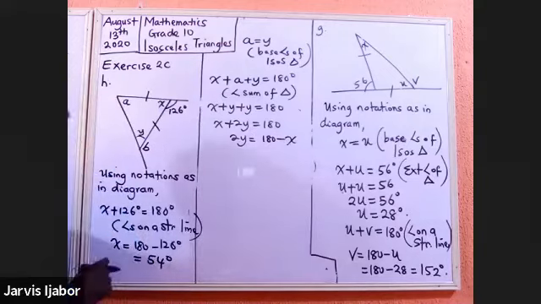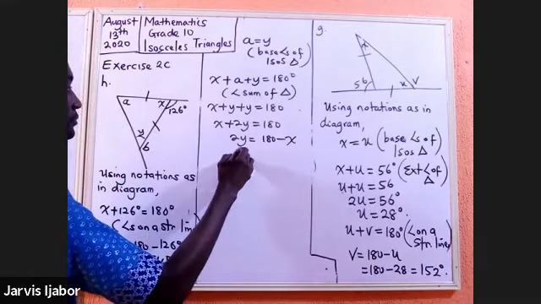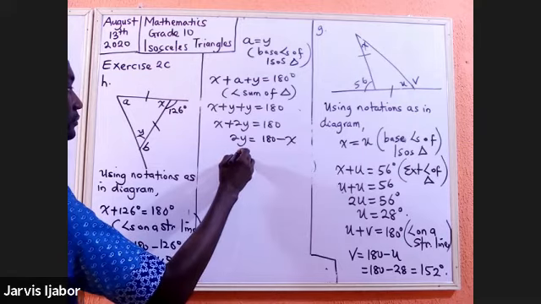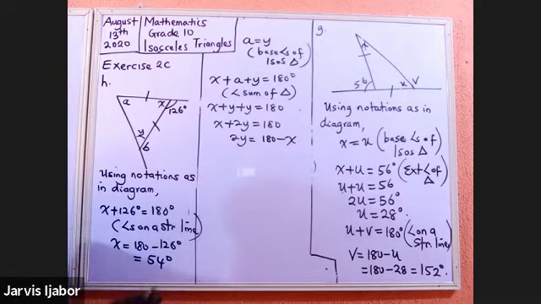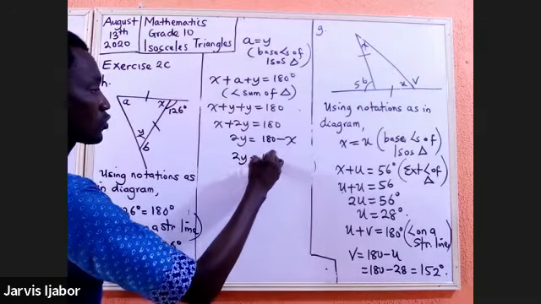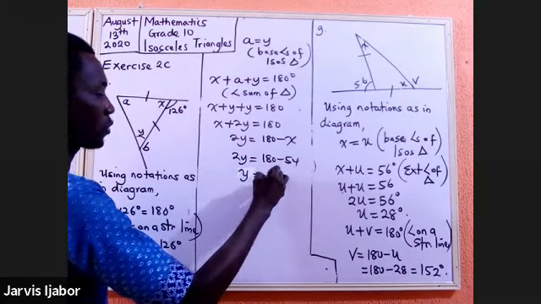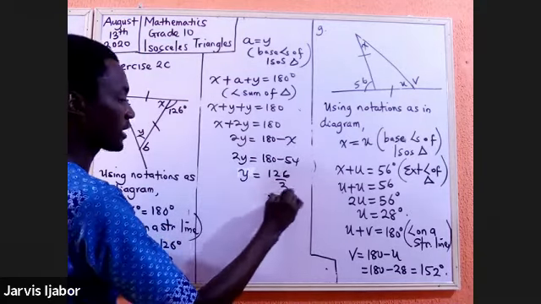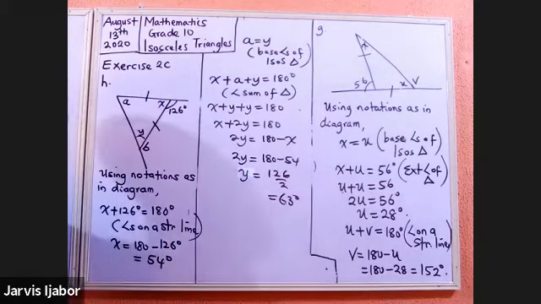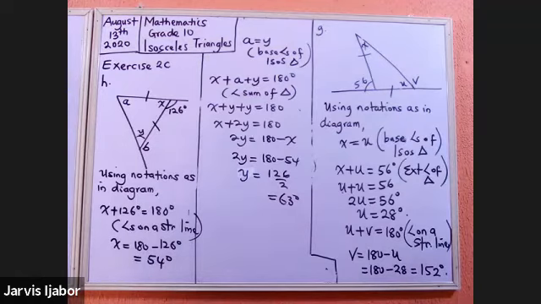What is X? X in this setup is 54. So 2Y, oh, in fact, there's even a shorter way to go about that one. I didn't even see it. So that's 2Y equal to 180 minus 54. So Y will be equal to 126 divided by 2, and that is 63. All right. There's a shorter way to go about that, but I didn't see that. Hence, I've already started with this. I'll just stick to it.